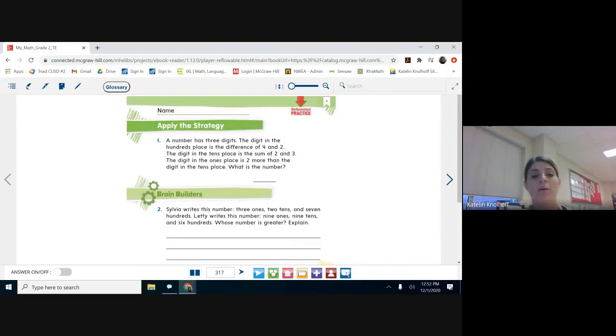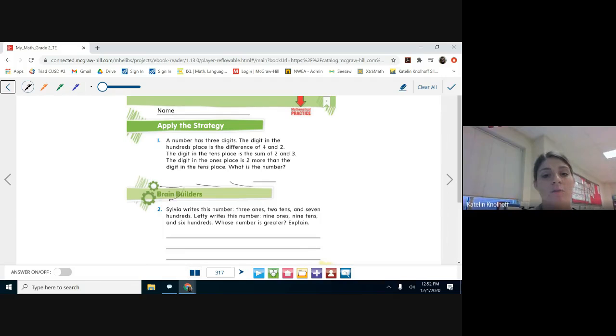Okay, let's look at number 1. A number has 3 digits, so I'm going to draw 3 lines for my 3 digits. The digit in the hundreds place is the difference of 4 and 2. Difference means subtract, so I'm going to take 4 minus 2. And 4 minus 2 is 2. So that's the number in my hundreds place.